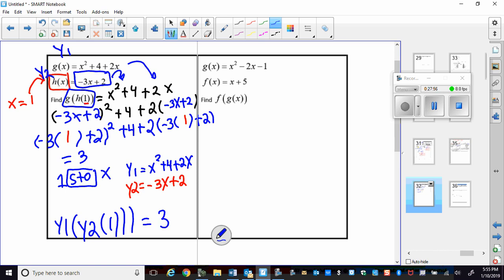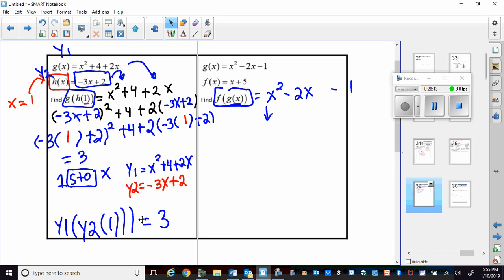So you have the graphic method. Now for the next one, we can't use that method. All we have is g of x, and all we have is f of x. So we're going to write f of x first, x squared minus 2x minus 1. So for x squared, it's going to become x plus 5 squared.